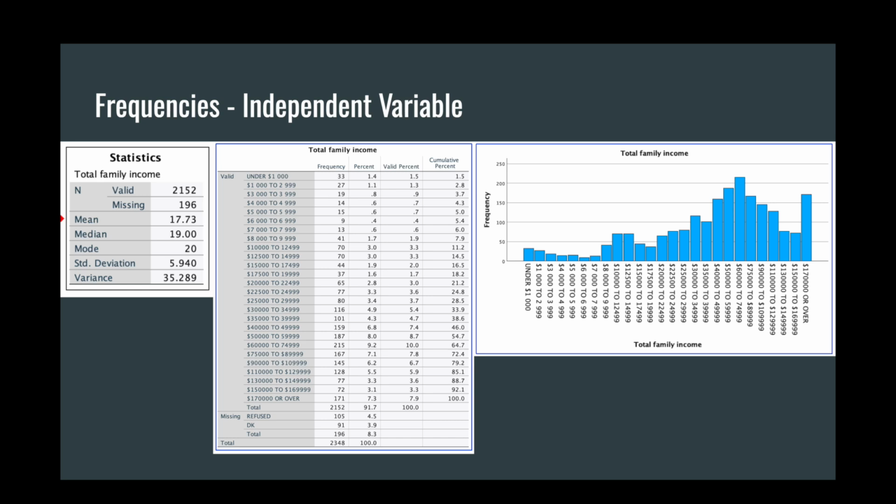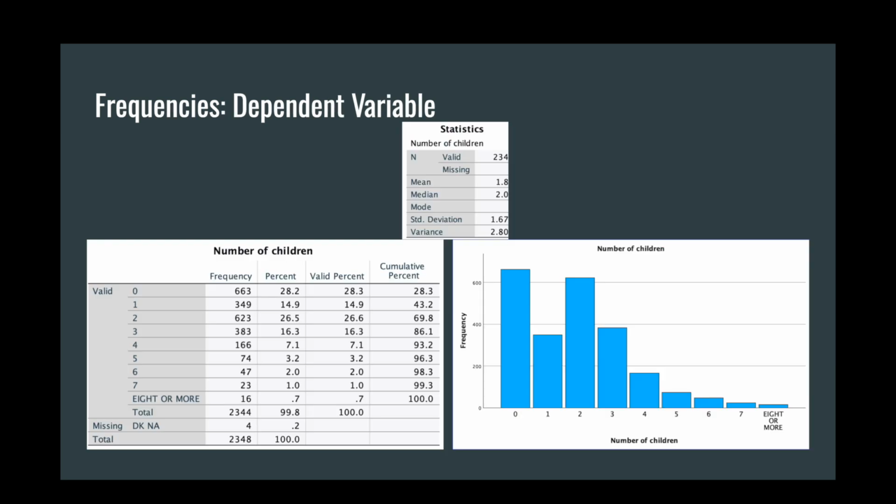$59,999. 10% of respondents had a total income of $60,000 to $74,999, more than any other value. Overall, most families fall between $30,000 to $169,999. For the dependent variable, 28.3% of individuals had 0 children.